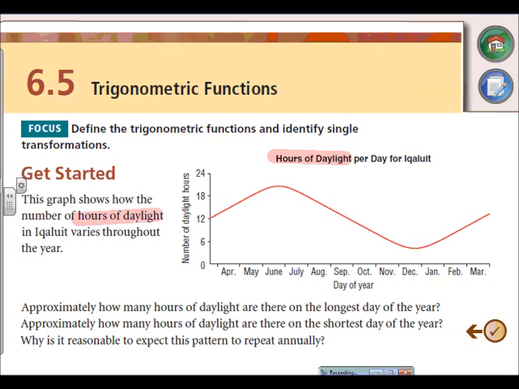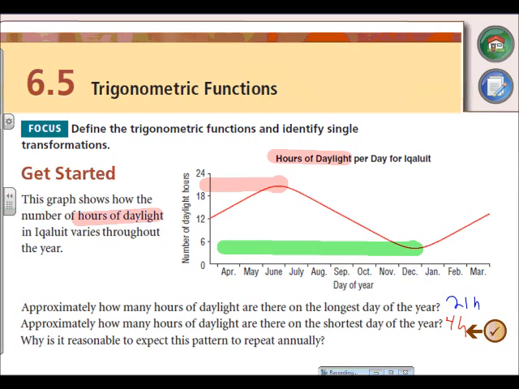So when we look at this one here, we're just going to read the graph. Approximately how many hours of daylight are there in the longest day of the year? We're looking here for the maximum value, which is up here. It looks like it might be about, let's say, 21 hours. And approximately in the shortest day is going to be your minimum amount of light, which looks like maybe about 4 hours.